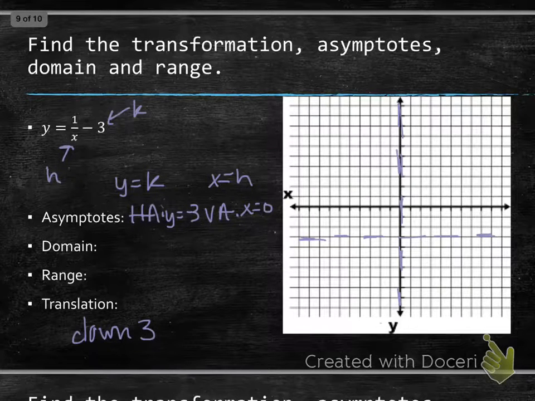I'm going to pause the video so I can get my generic graph. So I'm going to pick the points negative 1 because that's the left of my asymptote, and negative 2, and then I'm also going to pick 1 and 2. Okay, so it should look something like this.